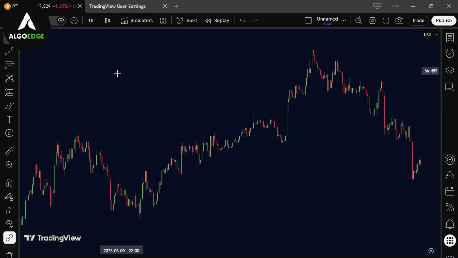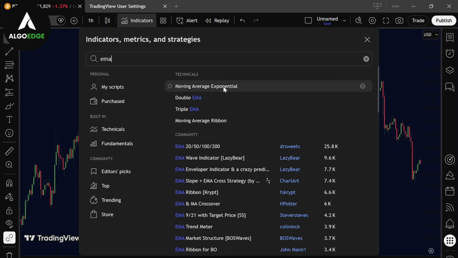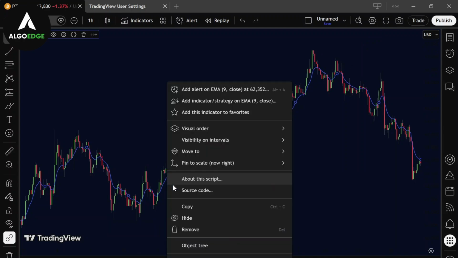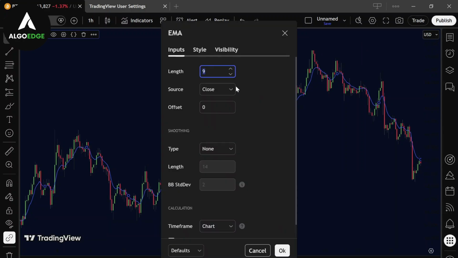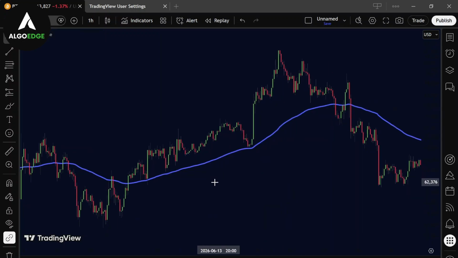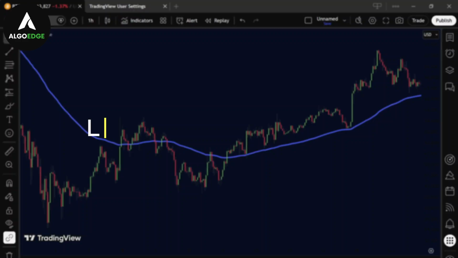First, open TradingView and click on the Indicators tab. Search for EMA, then select the Exponential Moving Average indicator. Next, open the indicator settings and change the parameters exactly as shown on the screen. Once you've done that, you'll see the EMA 100 displayed on your chart as a blue line. Now that everything is set up, let's see how we can use it to identify high probability trading opportunities.